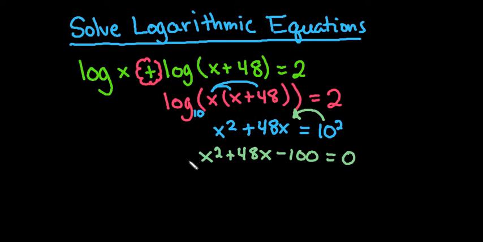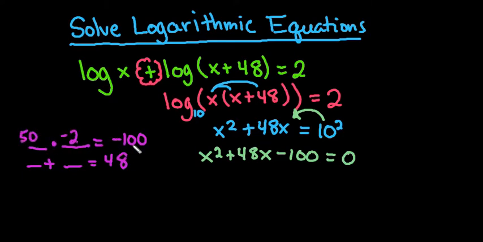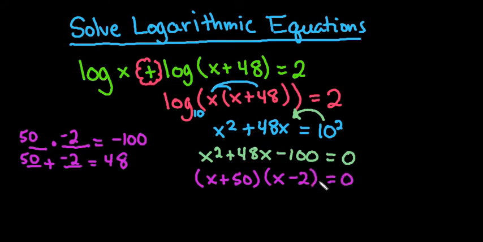Anytime there's a 1 in front of x squared, I look to see if I can factor it. So for this one, we're going to look for two numbers that multiply together to give negative 100 and add up to 48. This one is easy: 50 times negative 2 gives negative 100, and 50 plus negative 2 gives 48. So this simplifies into x plus 50 times x minus 2 equals 0.